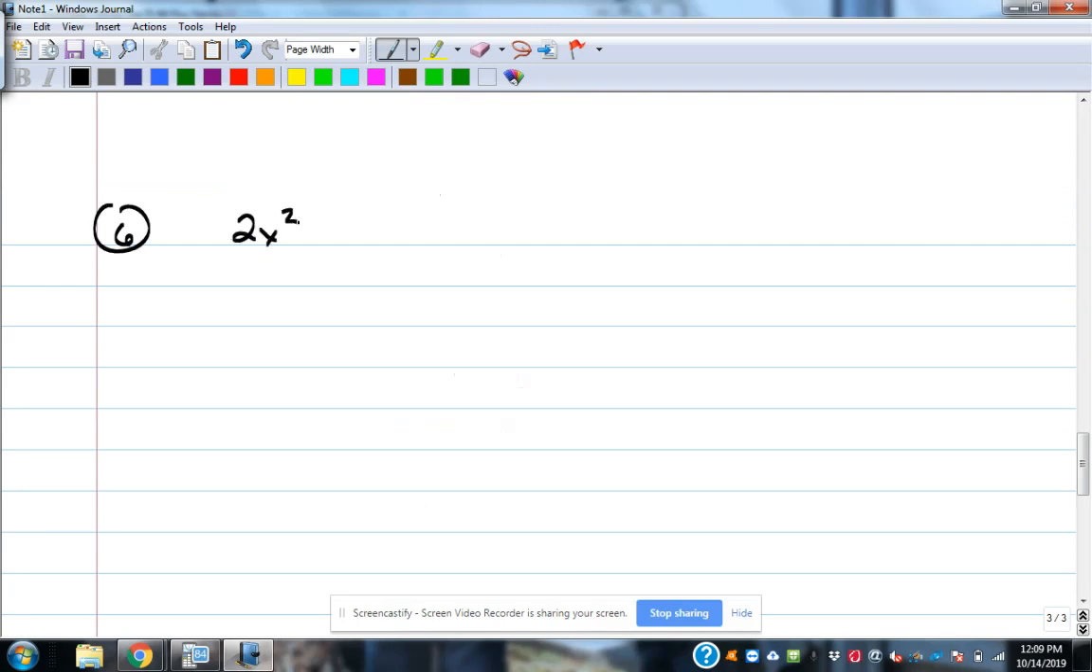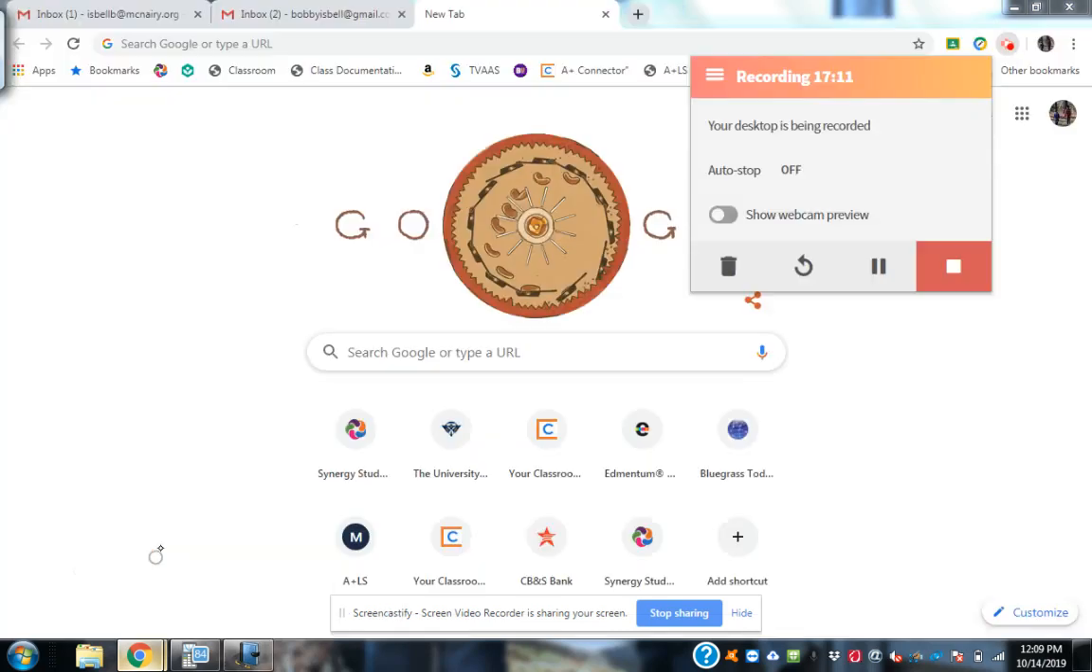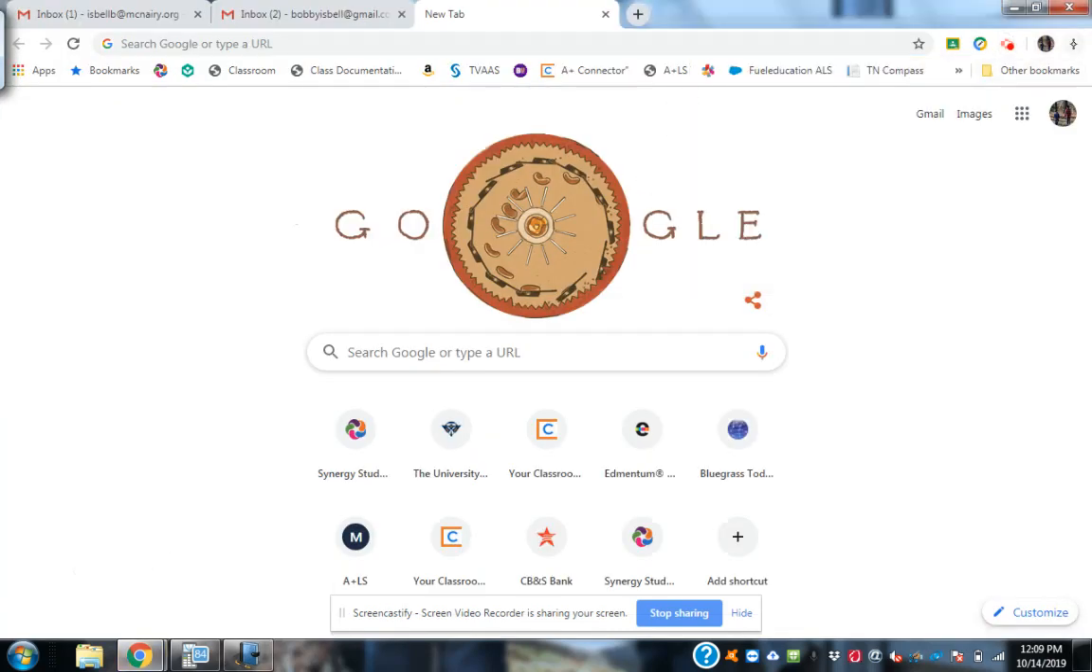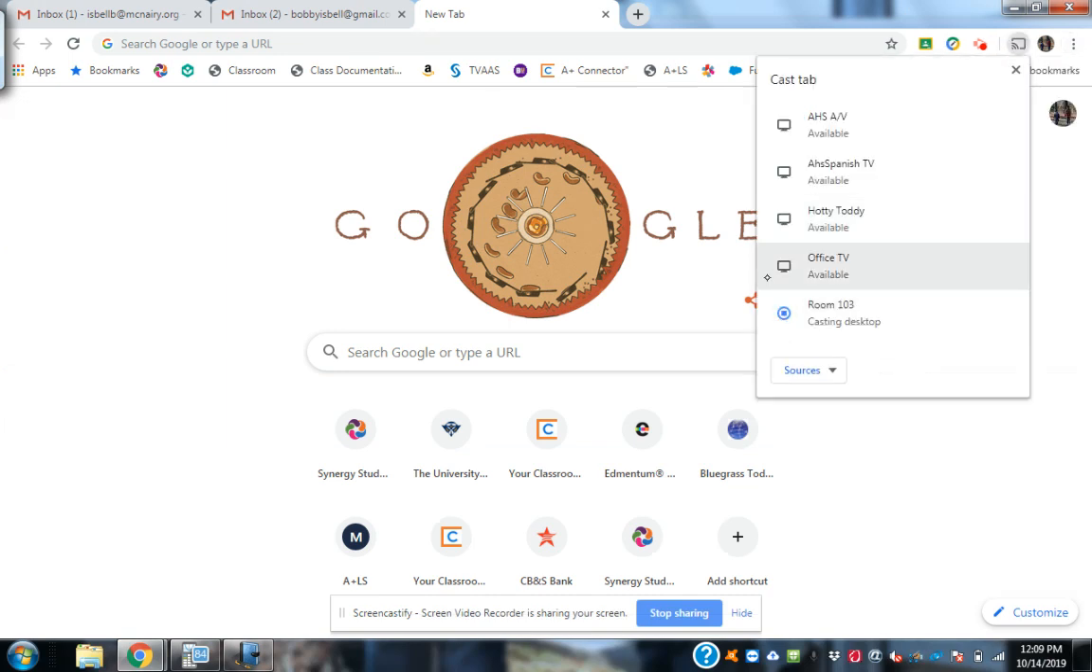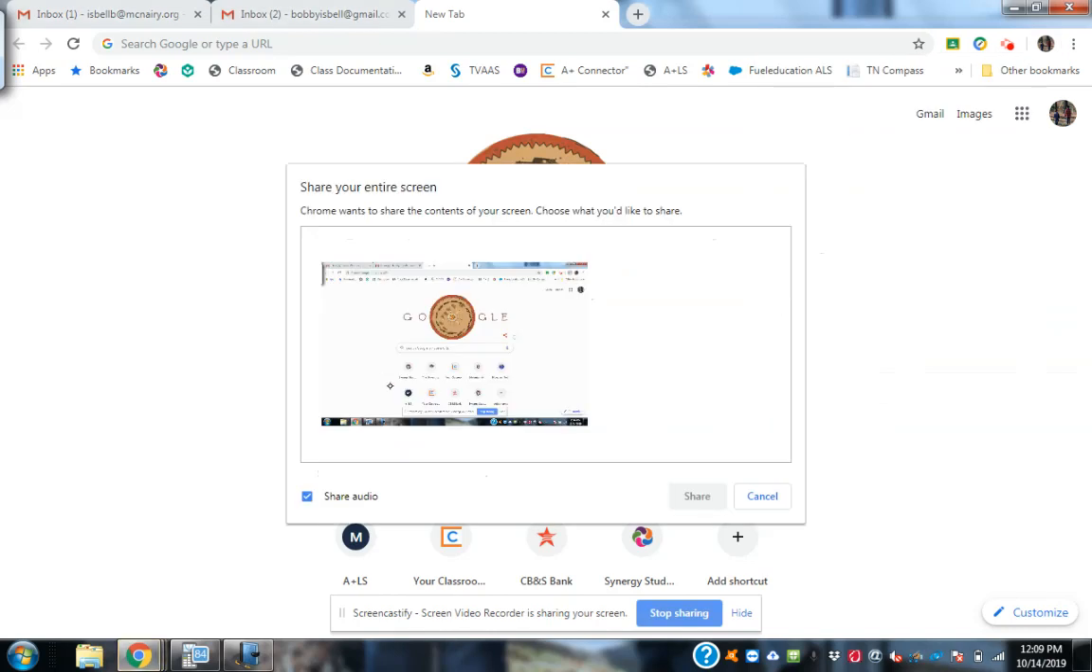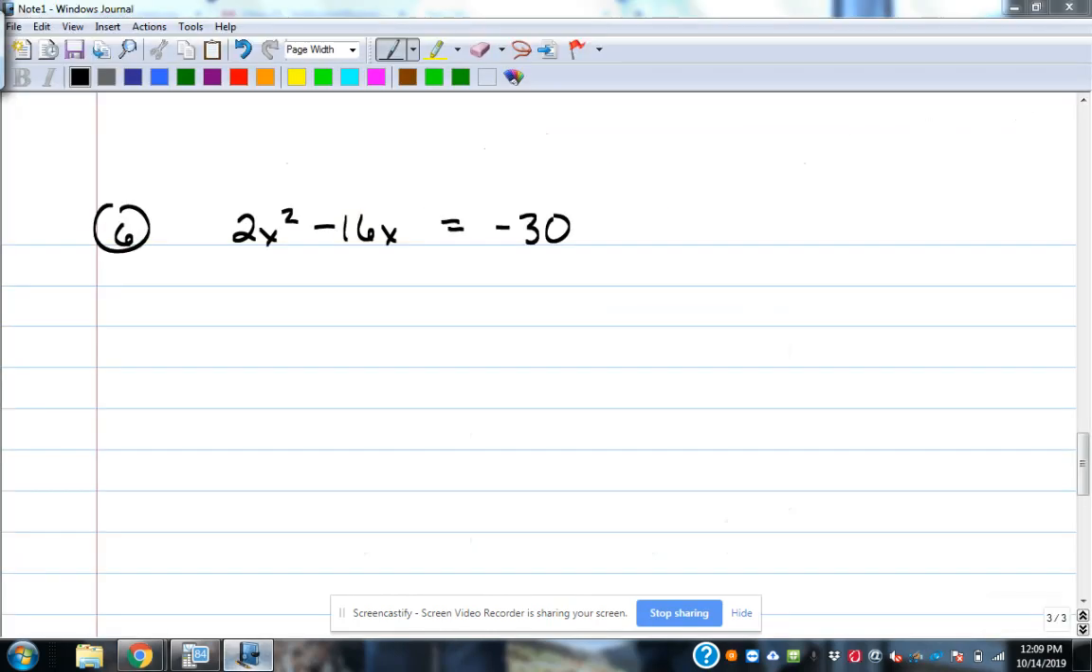2x squared minus 16x equals negative 30. For some reason it stops casting from time to time. Get that going real quick. Just a second. There we go. 2x squared minus 16x is equal to negative 30.